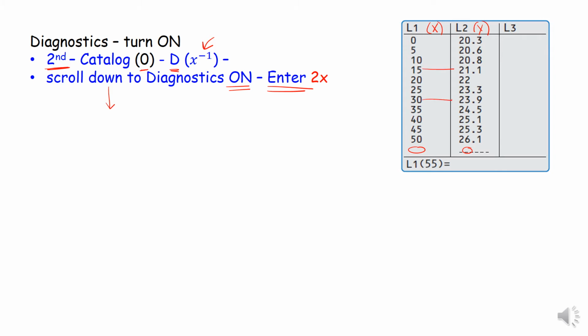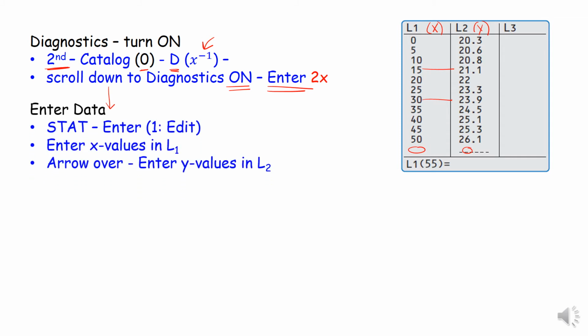Okay, so now we're going to go ahead and enter the data. We're going to hit the stat key. Okay, we're going to hit enter, and you're going to hit number 1, which is edit, and it's going to take you right to here. And so you just enter all the x values. When you're done with the last x value, you're going to arrow over. So you'll have that button that has the little arrows like this. You're going to arrow over, and it'll take you to the L2s, and then you can enter all the y's. Okay, now when you're done with that, you're ready to go to the next step.